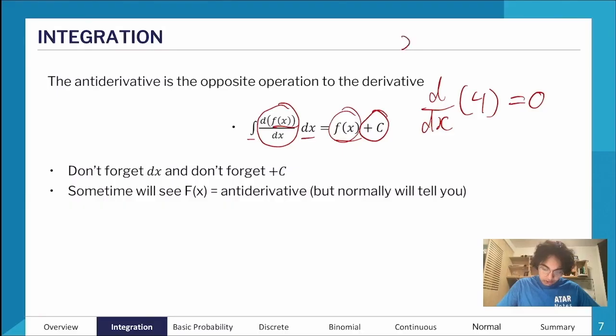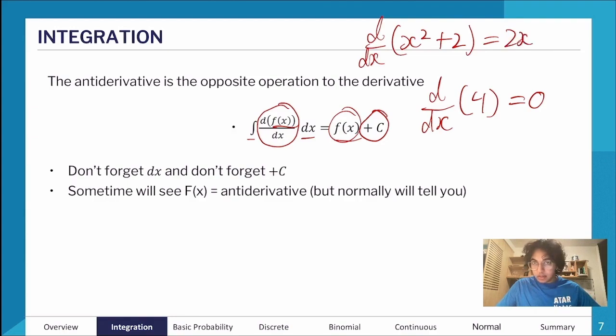If I have a function like x squared plus 2, and I take the derivative of this function, I'll get 2x. That plus 2 is just gone. So if I'm integrating 2x with respect to dx, sure, I'll get the x squared part.